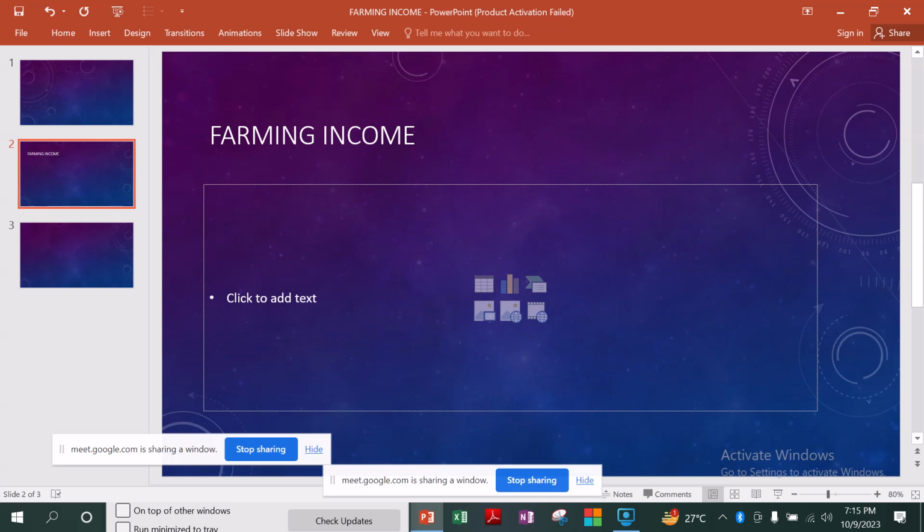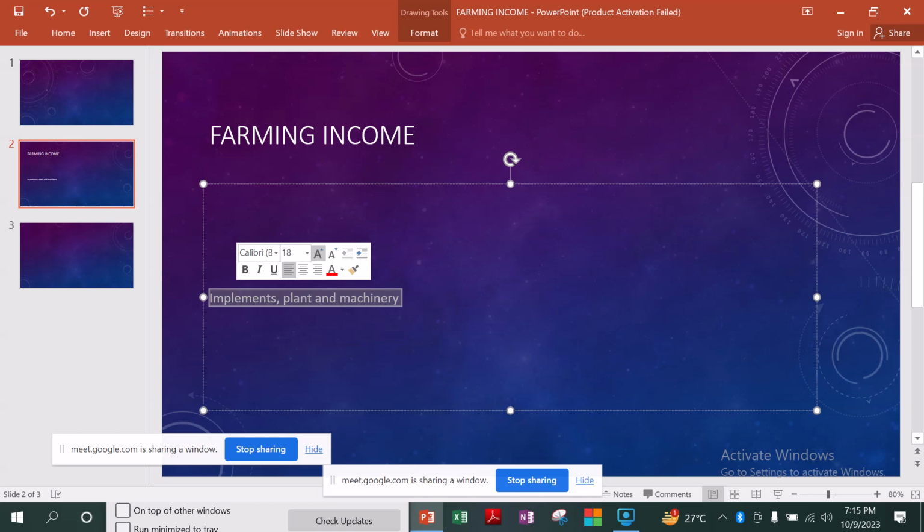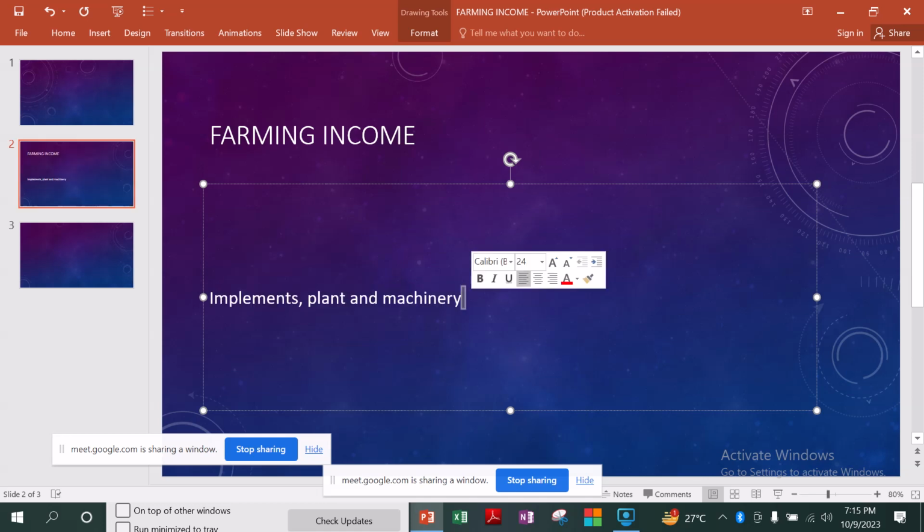Now, in dealing with this particular component of capital allowances relating to farming income, I should be quick to inform you that there are a number of capital allowances that can be claimed. I can list them as follows. We have implements, plant and machinery. That's what we have known all along, and we have been dealing with that.